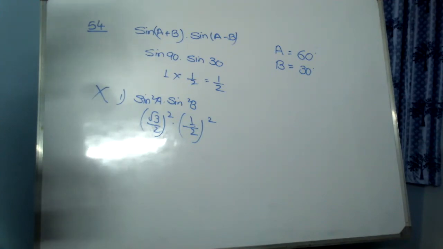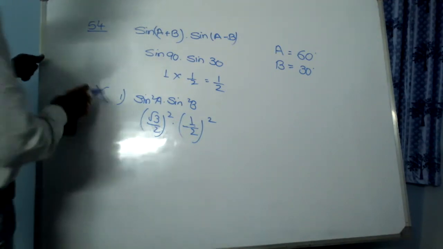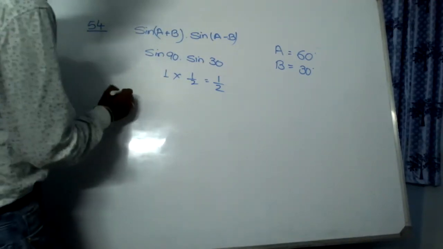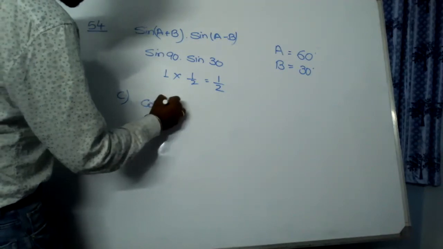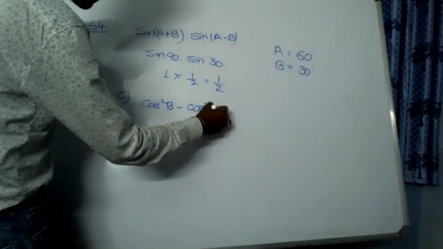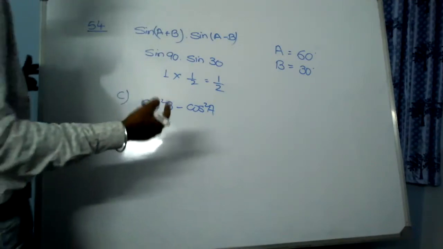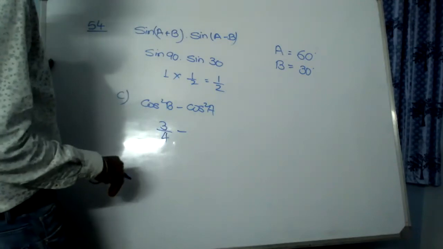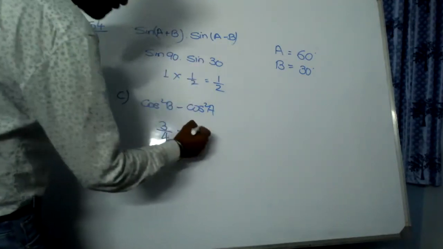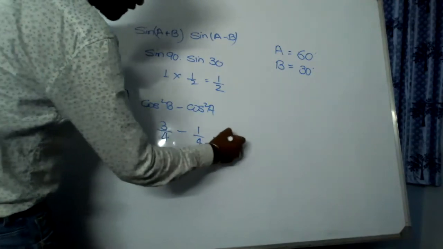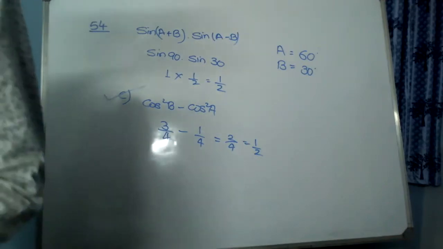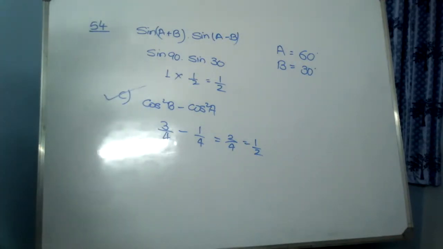Next, cos square B minus cos square A. So the third option, let's try. The first and second options have already failed. I'll try the third option with cos square B minus cos square A. Cos square B means cos 30 whole square. Cos 30 is root 3 by 2, whole square, that means 3 by 4. Cos square A: cos 60 is 1 by 2, so 1 by 4. That will give me 2 by 4, which is nothing but 1 by 2. So yes, this is my right answer. Correct? So option C will be your right answer in such scenarios.